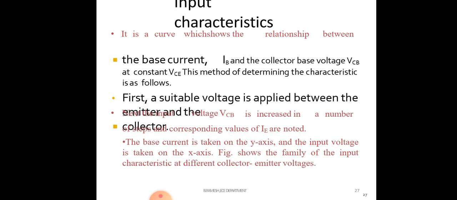So the base current is taken on the y-axis, and the input voltage is taken on the x-axis. You can see this in the characteristics. This is the input characteristics graph, with IB current in microamps and VB voltage in volts. When you keep the VCE voltage constant, the IB current increases for different values of VC voltage. In the input characteristics, for increasing VCB voltage, the IB current increases for a constant output voltage.